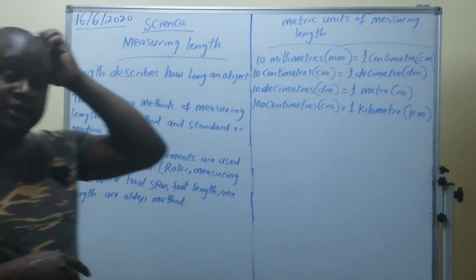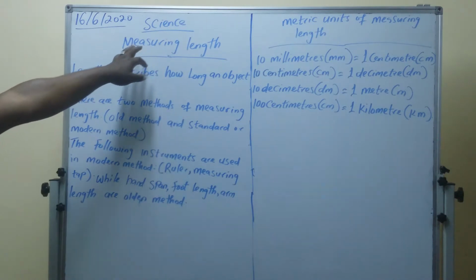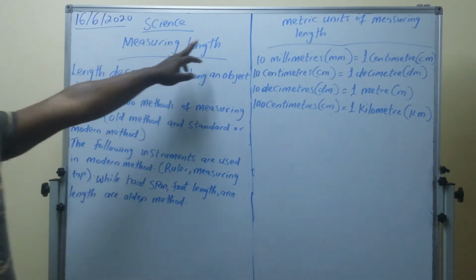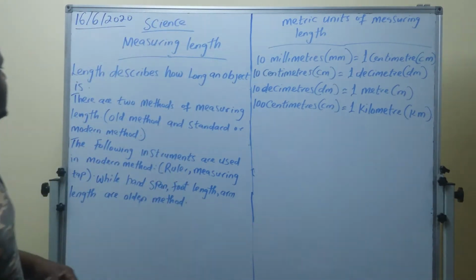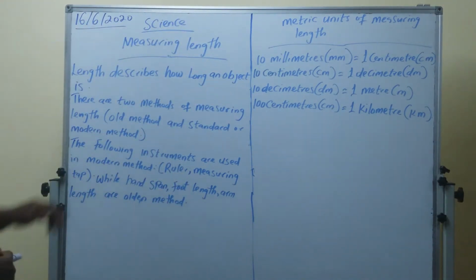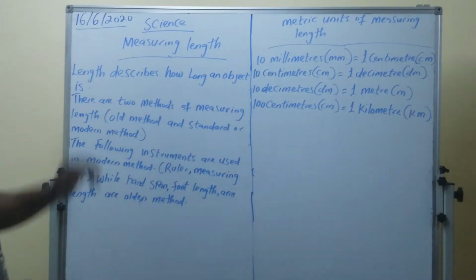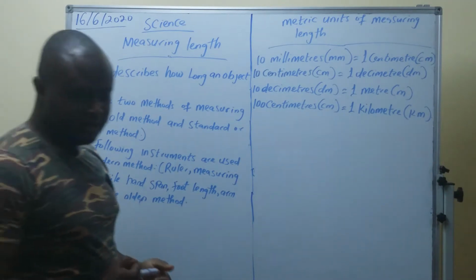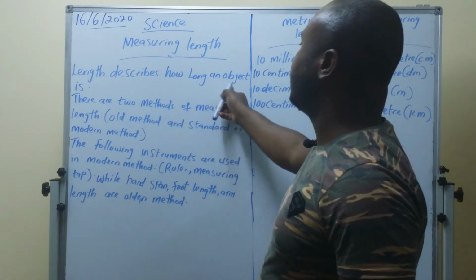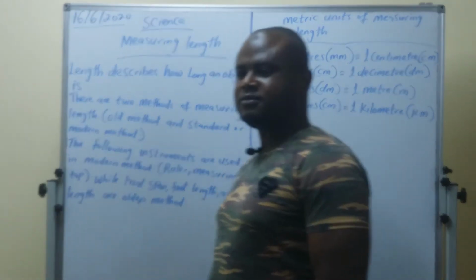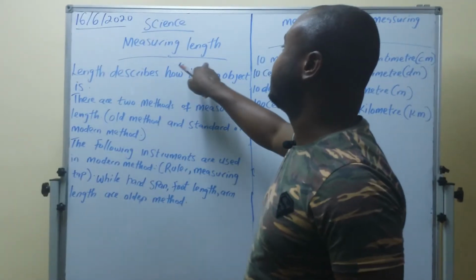So today, this afternoon, I'm teaching you science. And the topic is measuring length. So what is length? Length describes how long an object is. Again, length describes how long an object is. That's the definition for length.